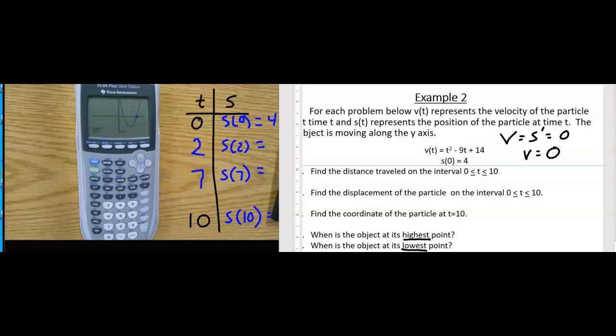Now, I believe we already found s of 10. That was the number 3. That was 27.3, right? Let's go ahead and see if we can find s of 7 now. So how do we do that? Well, you need your position function. My position function is s of x is equal to my starting point, which is 4, plus my net change, or my displacement.